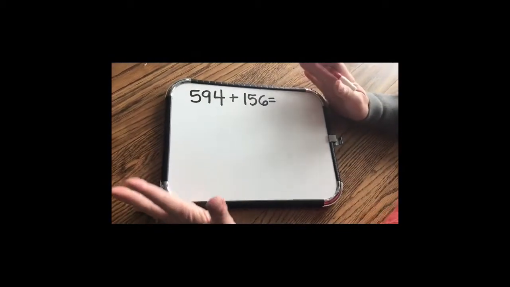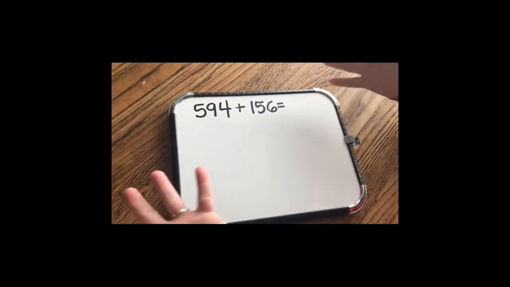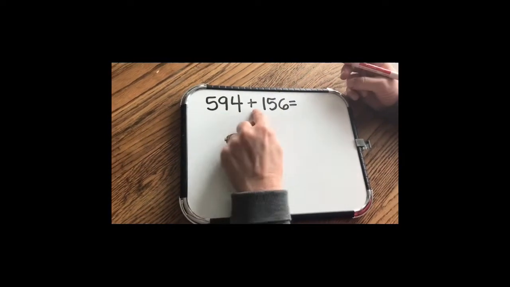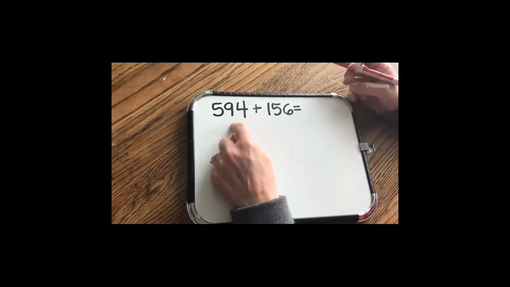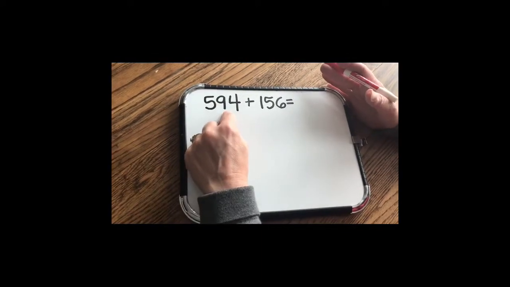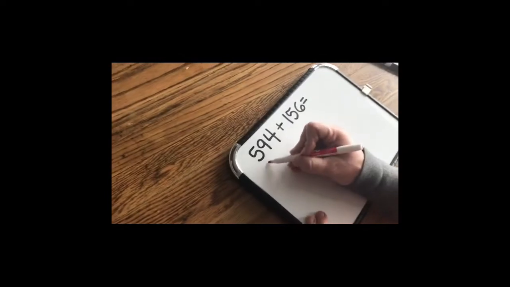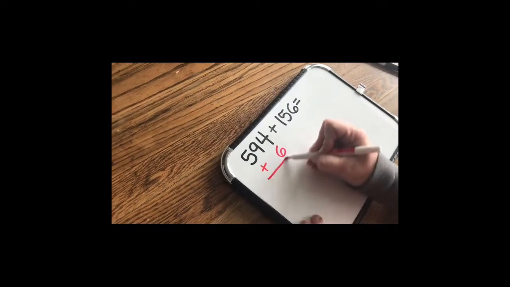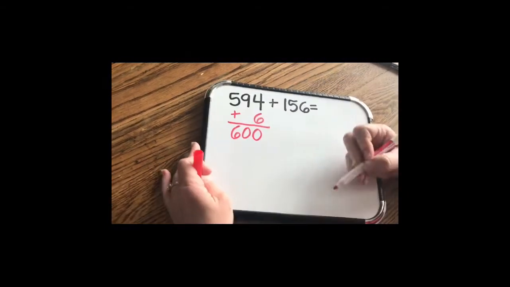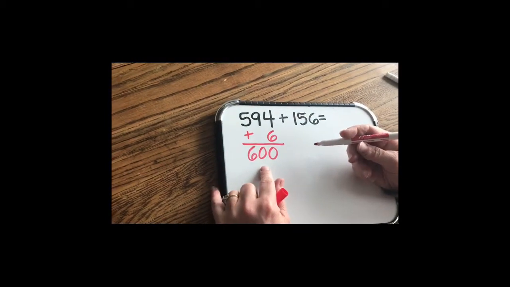Now, compensation works well with 3-digit addition when one of the add-ins is close to a multiple of 100. Here I have 594 plus 156. 594 is very close to the next multiple of 100, and I know this because it has a 9 in the tens place. I know that if I add just 6 more to 594, I'm going to be at 600, the next multiple of 100. And I'm on my way to turning this equation into a really easy one to solve.